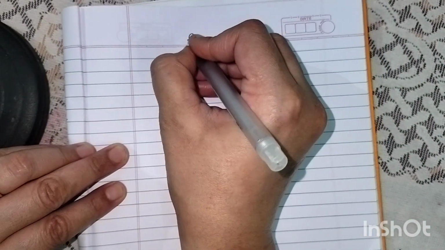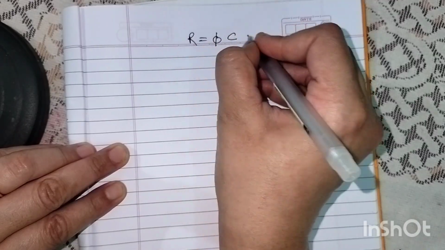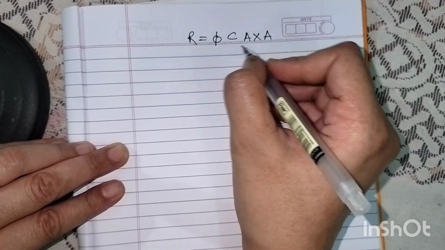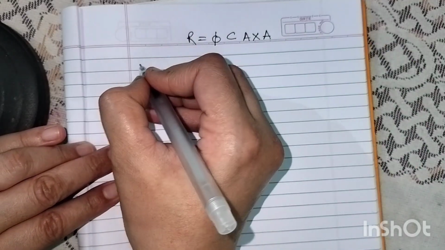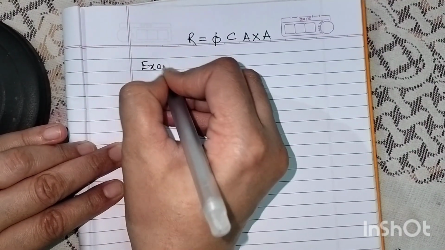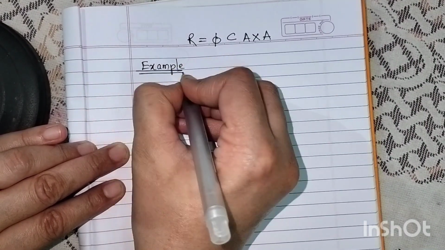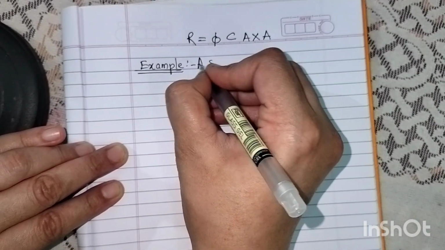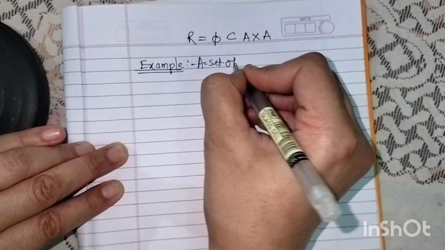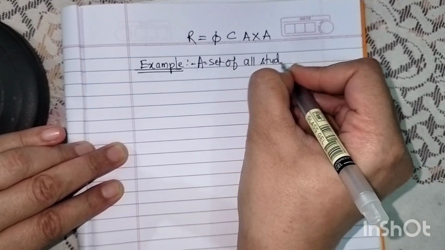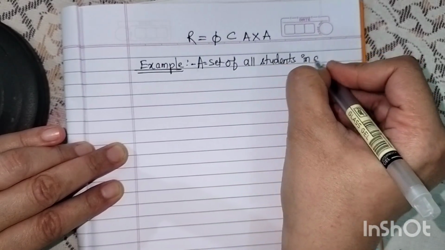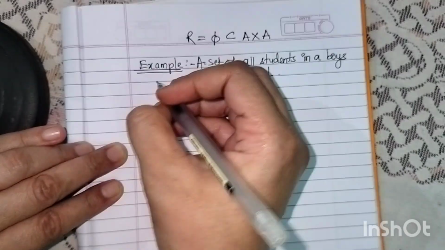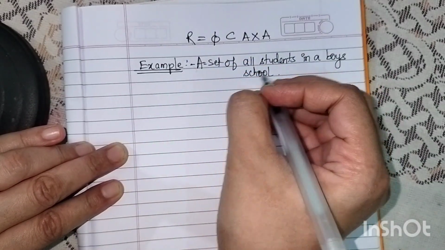Okay, again we can create one example for this empty relation. Now the notation for empty is R is equal to phi, which is a subset of A cross A. A cross A is the notation for relation. Okay. So suppose take one example. Take capital A as the set of all students in a boys school.